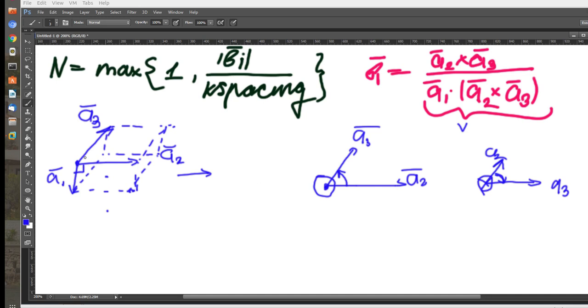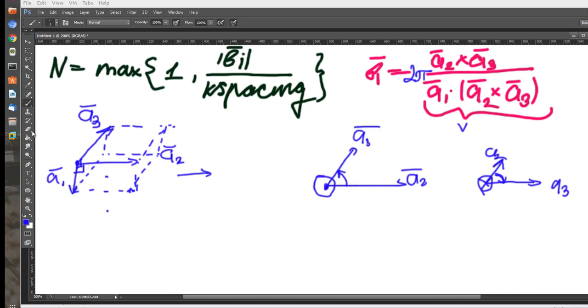Yeah, so due to the fact that a2 is perpendicular here, and let's say that here we also have 90 degrees, that vector b1 will be parallel to a1 because they are both perpendicular to a2 and a3. What else can we say? Actually, there should be 2 pi. Sorry, I forgot about that.